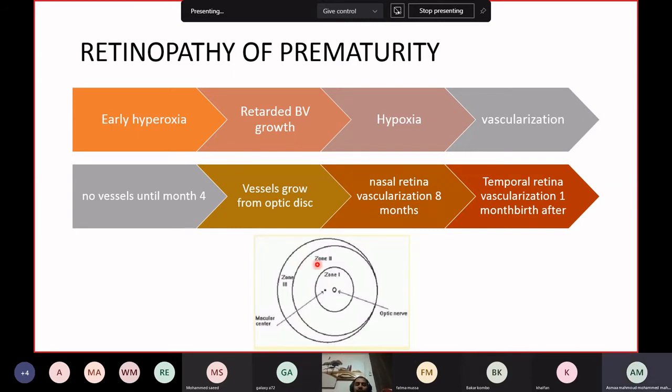Okay, we should know that blood vessel growth is completed to the nasal retina at the age of 8 months and to the temporal retina at the age of 9 months. So if the patient is born prematurely, the blood vessels have not yet completed the complete journey. They are past half the journey, or 2/3 or 3/4 of the journey, but there is an area of ischemia in the peripheral retina. Okay.